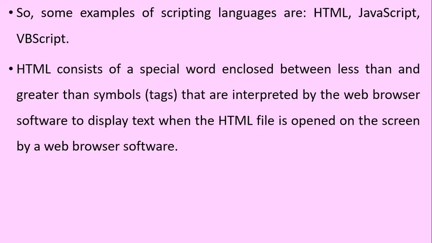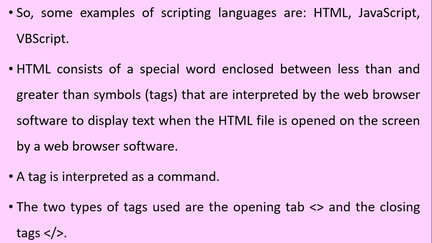HTML consists of special words enclosed between less than and greater than symbols, or what we call tags, that are interpreted by the web browser software in order to display the text when the HTML file is opened on the screen by a web browser. A tag is interpreted as a command. The two types of tags used are the opening tag that looks as follows and the closing tag that looks as follows.